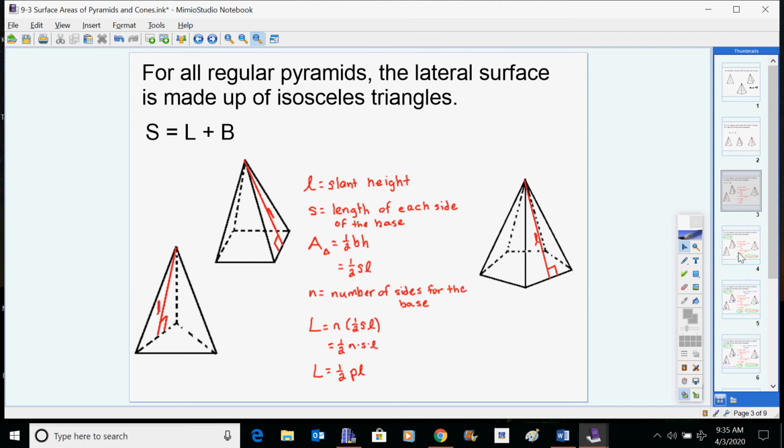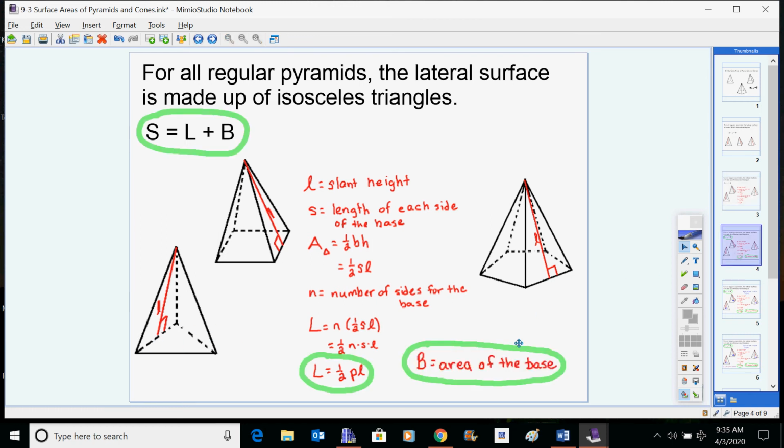We have to still talk about B, because remember, L plus B. So this is the L part of it. The base part of it is the area of the regular polygon that makes up the base.